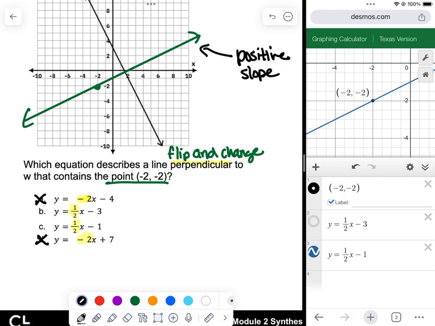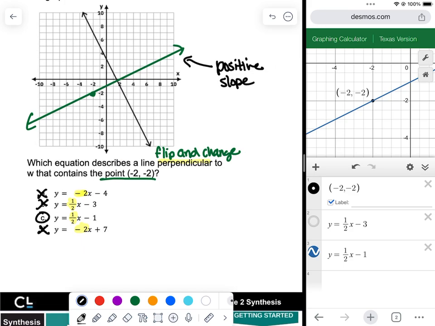And we can see that C, that blue line right there, is touching the point, so the answer is C. Peace out. All right, now we can graph these on Desmos because we have y equals.